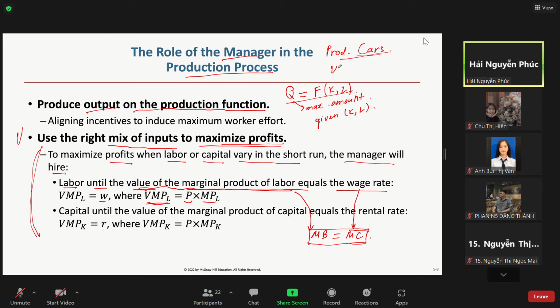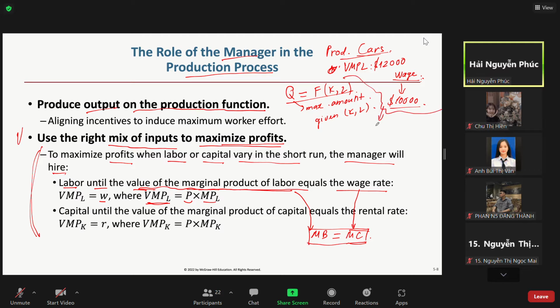Observe the following. The wage you have to pay the workers, let's say, is $10,000. For $10,000 you can hire a worker. And if, with the current level of labor input, your VMPL is $12,000, then what should you do? What should you do in this situation?